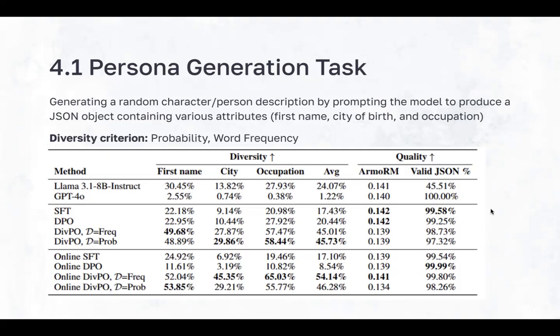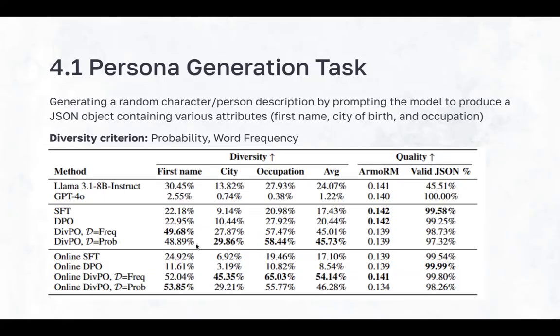Can I ask a question here? You have two things, DIVPO frequency-measured diversity and probability-measured diversity, in the method column. But then you have the column diversity, higher is better. Which diversity is that, frequency or probability? The one with the arrow. You can see here it uses different criteria. Oh, you want to know which one is better? Which one are they sorting by?